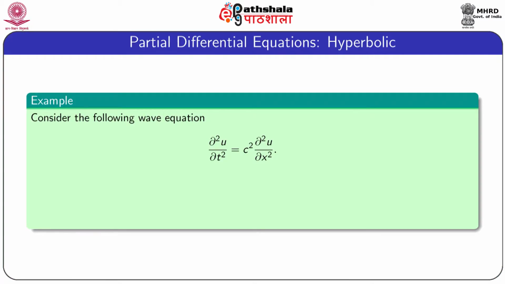Now, we explain this method by considering an example, and next time we shall present two implicit methods to solve hyperbolic partial differential equation. Now, we consider the following wave equation. This is a particular case of hyperbolic partial differential equation. To illustrate the explicit method mentioned in the previous slides, the very standard wave equation is del 2 u by del t2 equal to c square into del 2 u by del x2. If this equation represents the wave propagation, then c represents the speed of the wave. If it represents the propagation of light, then c represents the speed of light, and so on.